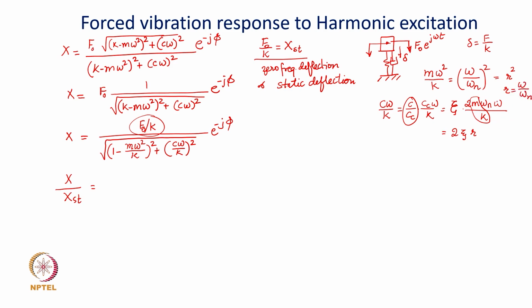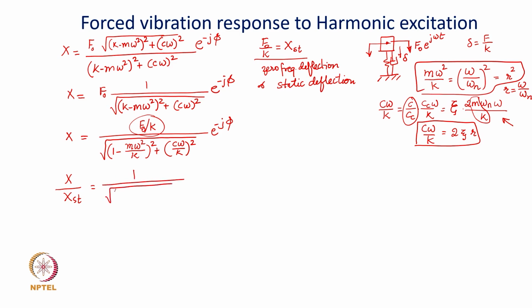So, you can see that this entire ratio will turn out to be 2 zeta into r. So, our C omega over k is now replaced in the expression by this. So, finally, I have 1 over square root of 1 minus r square whole square plus 2 zeta r whole square, e to the power minus j phi.